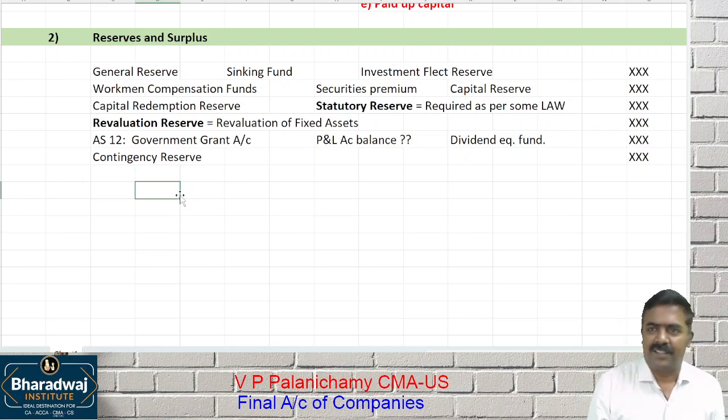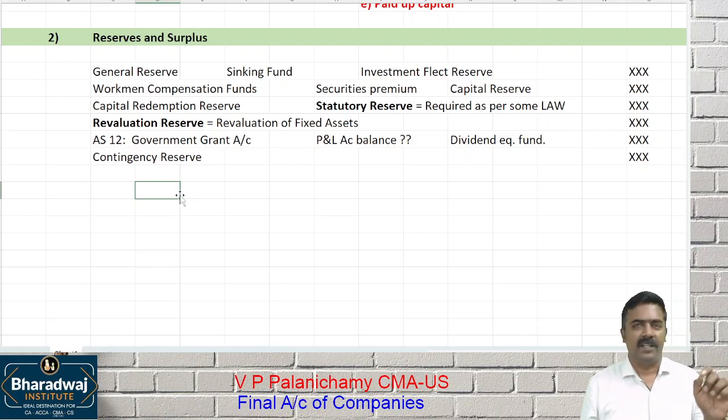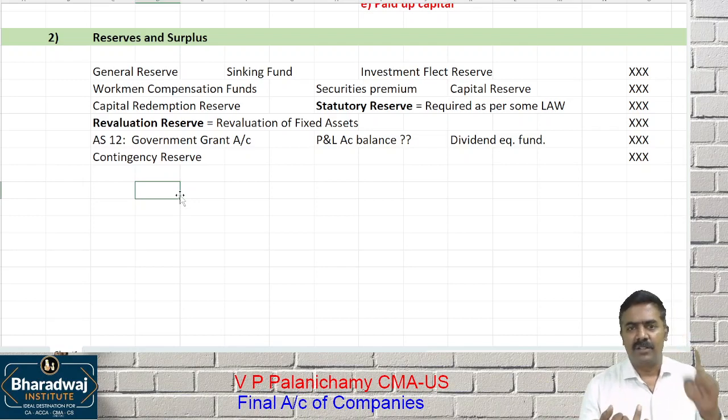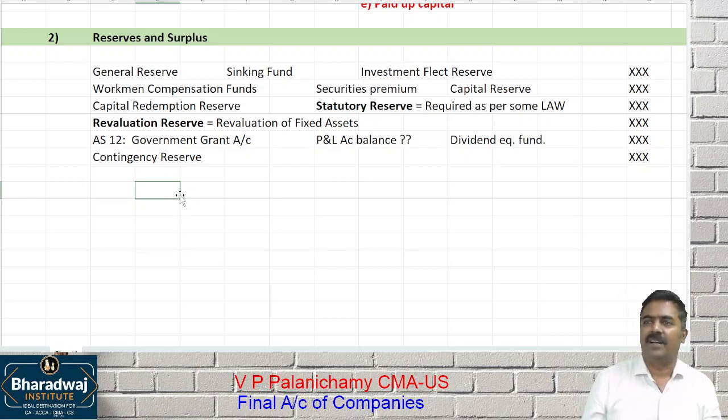Maybe you would have heard about it. Preliminary expenses. To incorporate the company, is it possible to just start the company like that? What do you have to do? You have to appoint a legal consultant. You have to pay the fees. Then to register the company, you have to pay the money. To prepare the MOA and AOA, you have to pay the legal consultant.